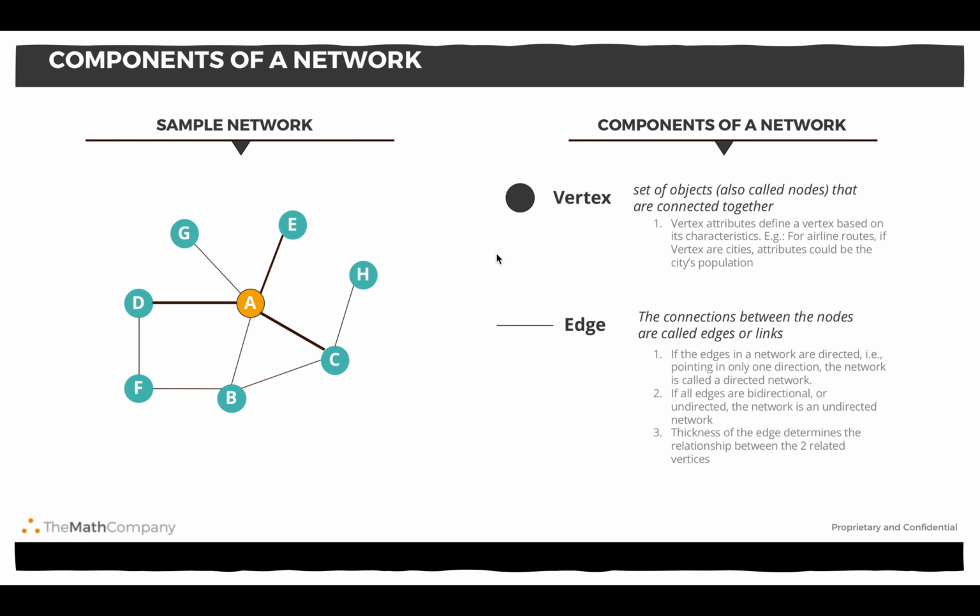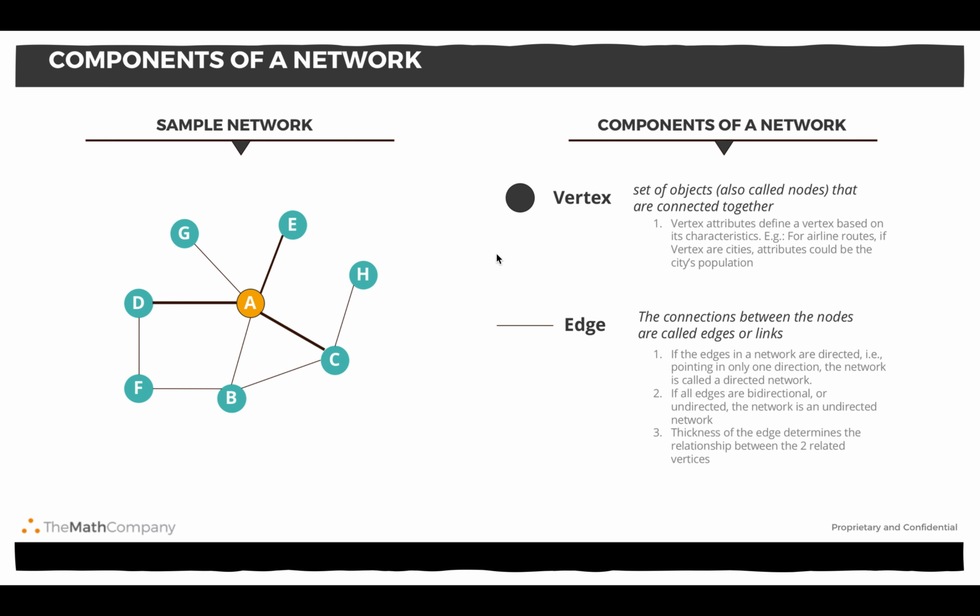So we're talking about network analysis here, and networks are really graphs. You're seeing a sample network on the left side, and basically, put simply, the main components of a network are the vertices and the edges. Of course, the edges could have weights, the vertices could have labels, and all those things. But basically, the main components of a network are the vertices and edges.